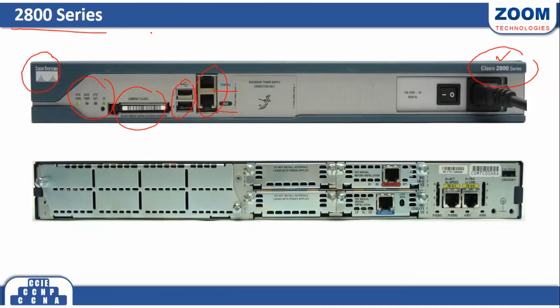If the series changes, the Cisco logo, model number, and ports are all the same, but the positions will be changed. Sometimes you can see the power socket, console port, and auxiliary port on the back side. This example is only for the 2800 series. Don't think every router has the same positions. Different model number, different layout.